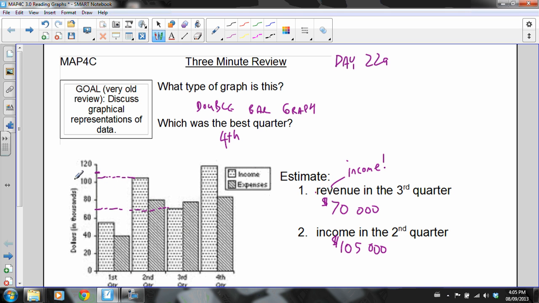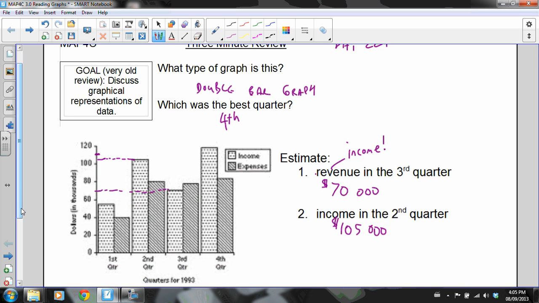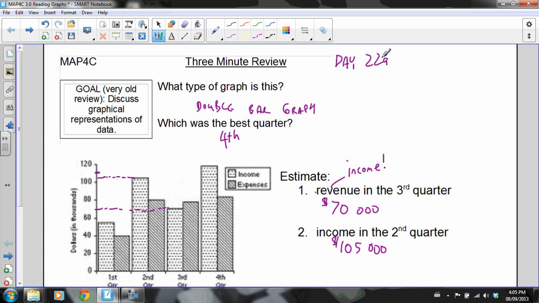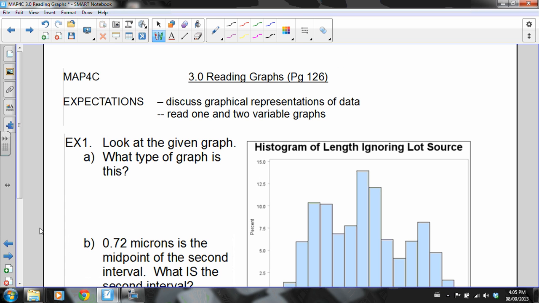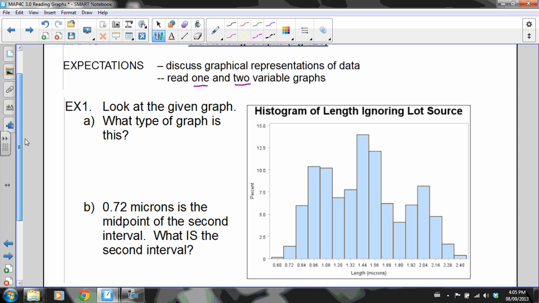And maybe I should be using sentences, but we've got a little double lesson today, 22A. There's 22B coming. Let's just keep moving here. So the expectations today are to discuss graphical representations of data, graphs. We saw a bar graph, a double bar graph, in the first one. We want to read one and two variable graphs. Well, this is what the second part is going to be all about, this difference between one and two variable graphs.